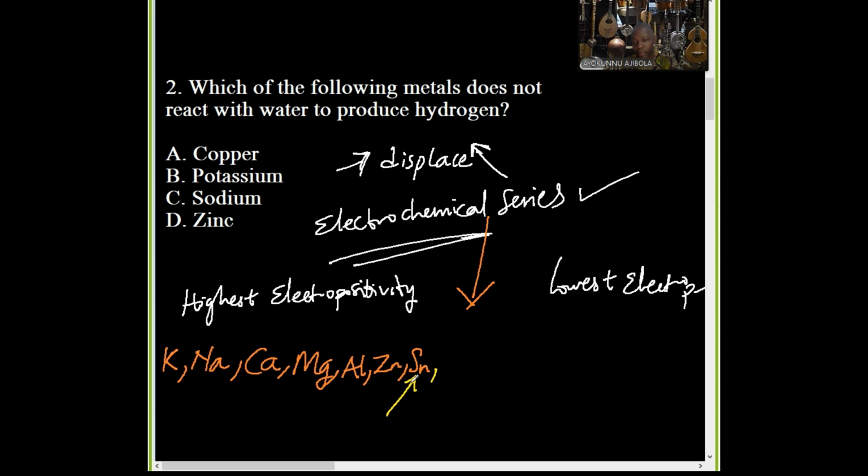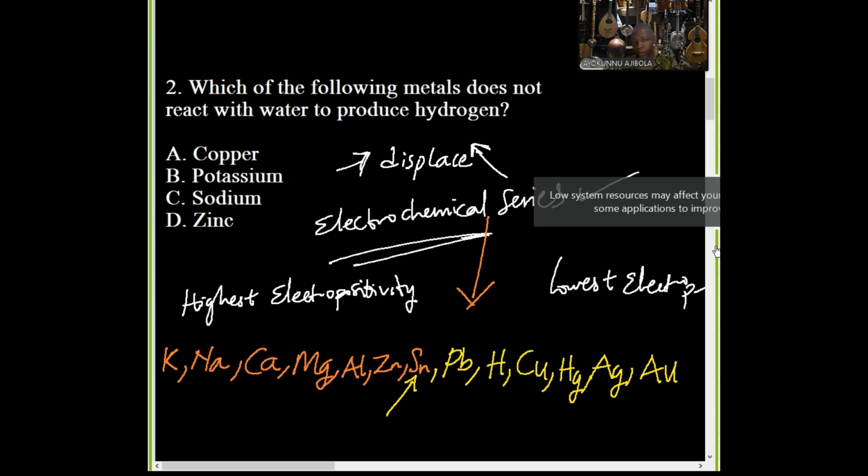Please focus on this: aluminium, zinc, tin, then lead, hydrogen, copper, mercury, silver, and gold. So if you know the name of all of these elements, this is from the highest to the lowest in the electropositivity series. Okay, is that clear? Yes, sir.